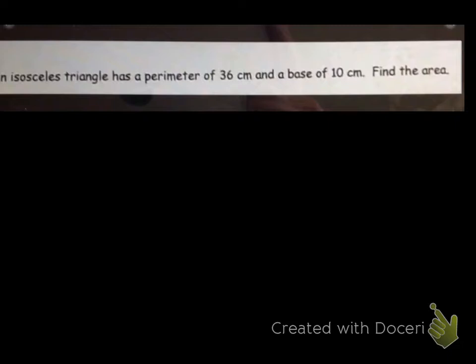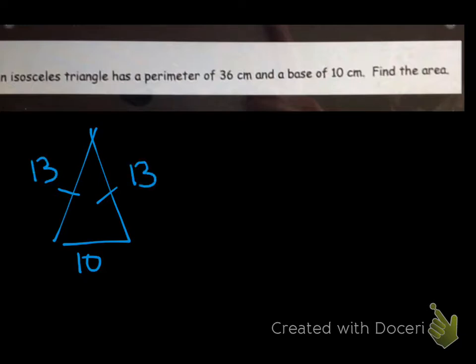An isosceles triangle. Isosceles means that these two sides are congruent. It has a perimeter of 36 and the base is 10. So if that is 10, those two sides together have to be 26. So this side's 13, this side is 13. You want to find the area, so you are going to split this down the middle. If I pull out this triangle just so we can find the height, this is 5, this is 13, and we want to find x.